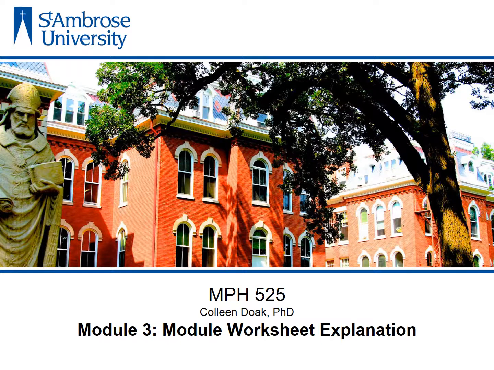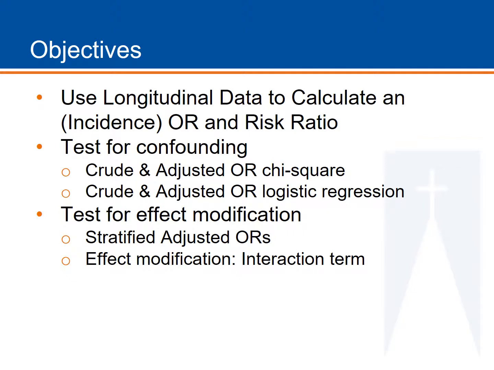This PowerPoint walks through the worksheet for Module 3. The objectives of the worksheet are to practice using longitudinal data to calculate an incidence odds ratio and a risk ratio, and to replicate your crude and adjusted odds ratios that you have done with a chi-square analysis using logistic analysis. Finally, we will introduce the test for effect modification using logistic analysis and an interaction term.